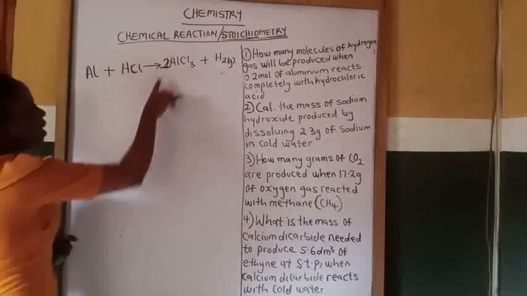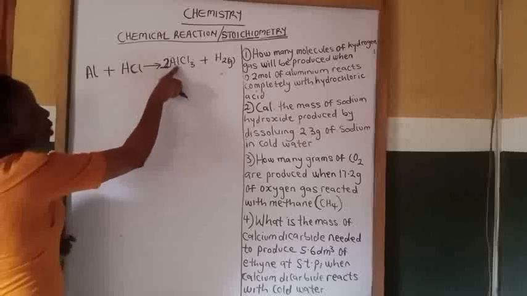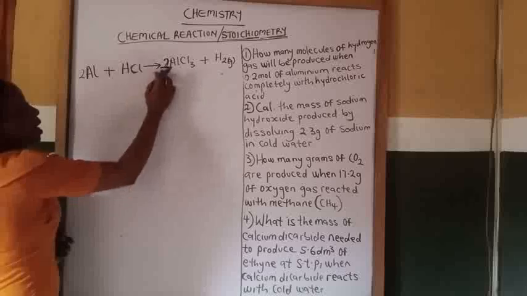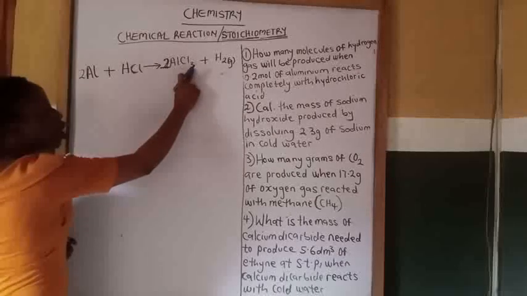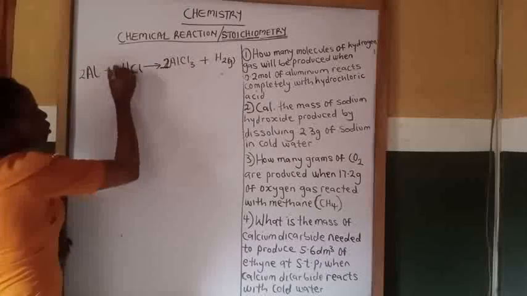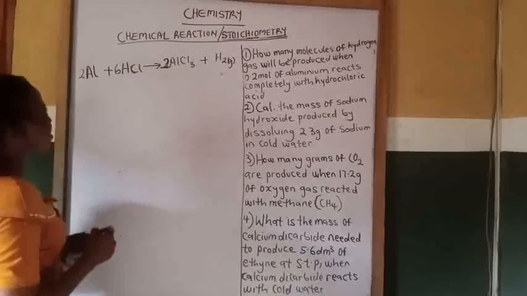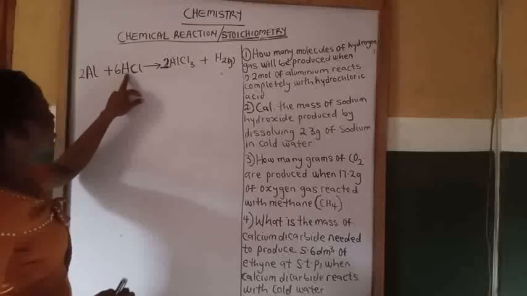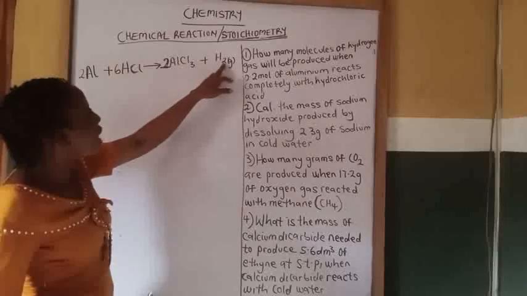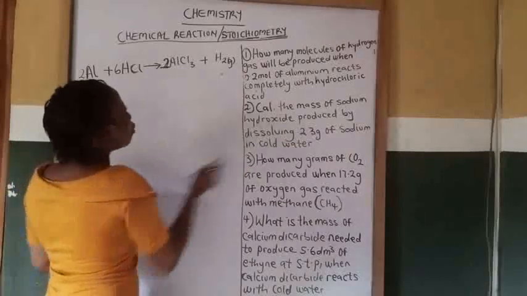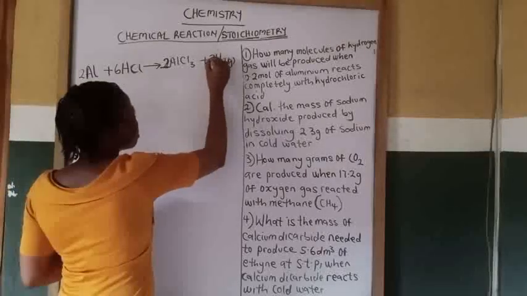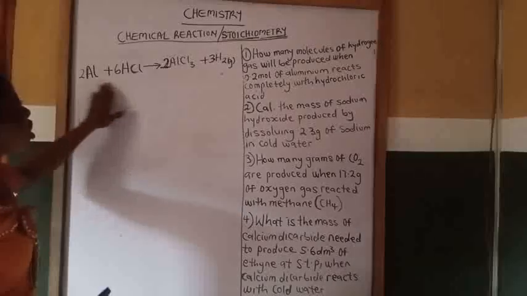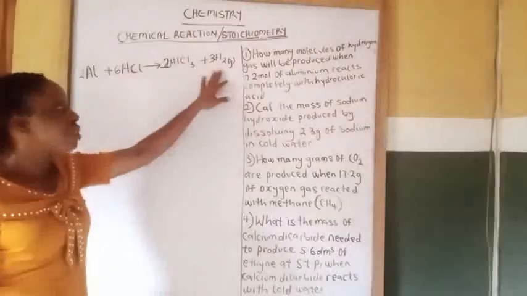If you add 2 to this side, it shows that we're having 2 atoms of aluminium. So we balance this side now. Then we have 6 atoms of chlorine, so you add 6 to this side. Hydrogen now is 6 at this side, and we have 2 atoms of hydrogen at the other side, so we balance this side with 3. Therefore, our equation is balanced.